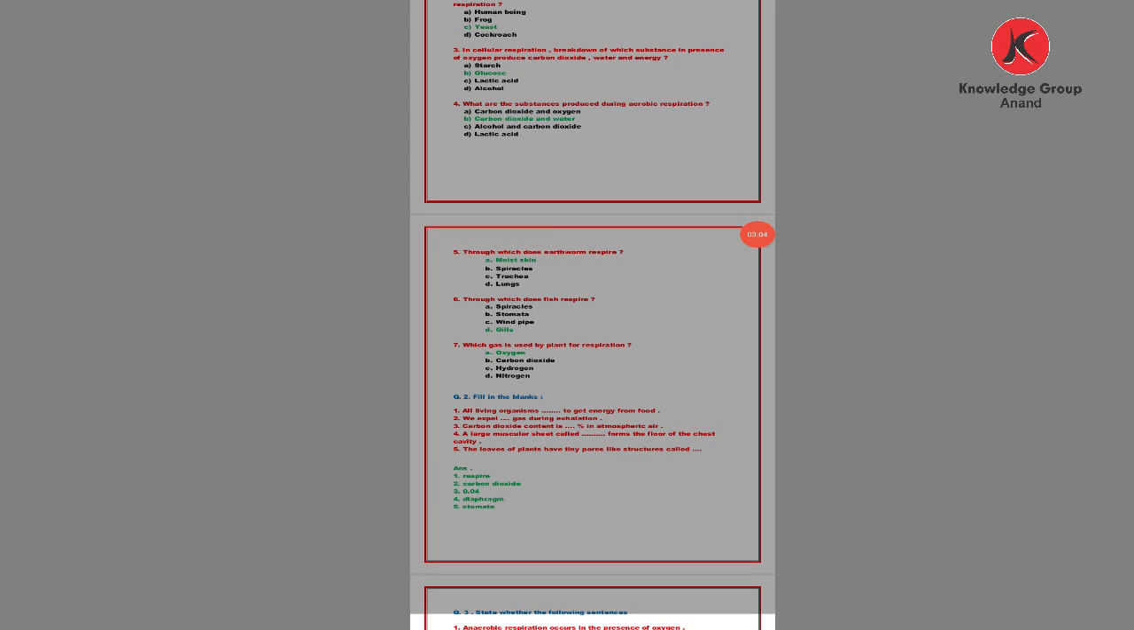Which gas is used by plants for respiration? Oxygen. Okay. Now we are going to start filling the blanks.